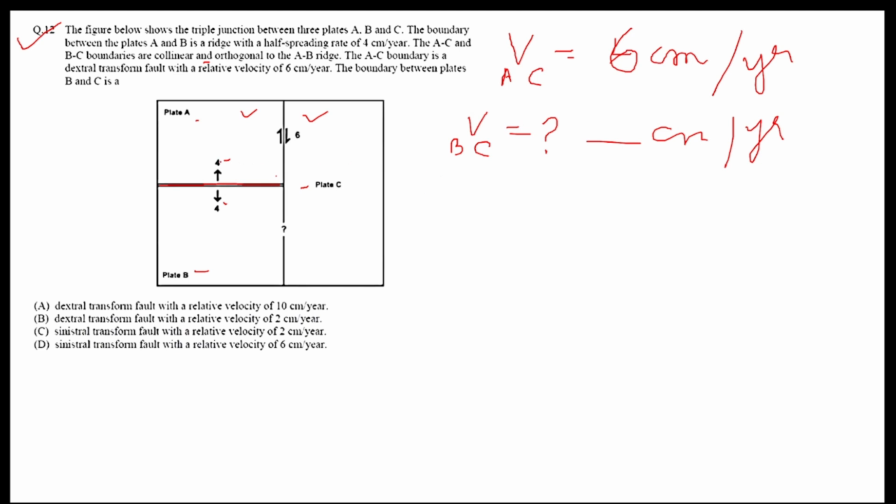First of all, let us find the value of VC. So what they have already given us, relative velocity of A with respect to C is what? Velocity of C minus velocity of A, right?